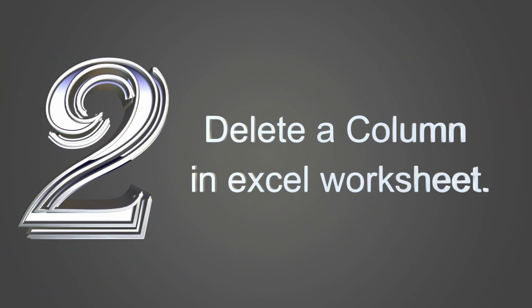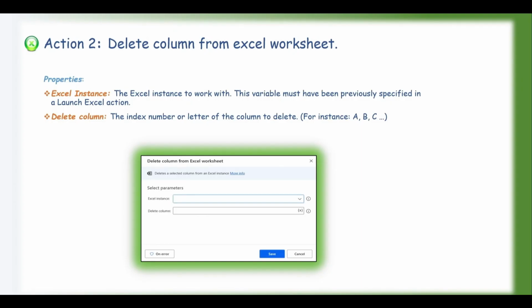Our next action is delete column from Excel worksheet. It has two properties, Excel instance and delete column. First is the Excel instance to work with, and second is delete column. This is the index number or letter of the column to delete. Let's implement this in Power Automate Desktop.